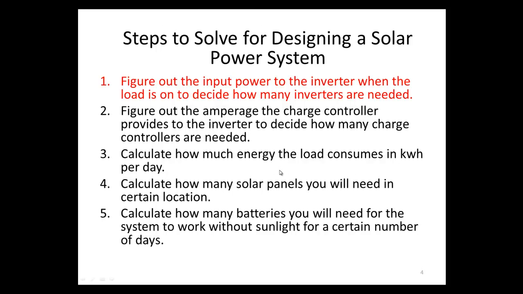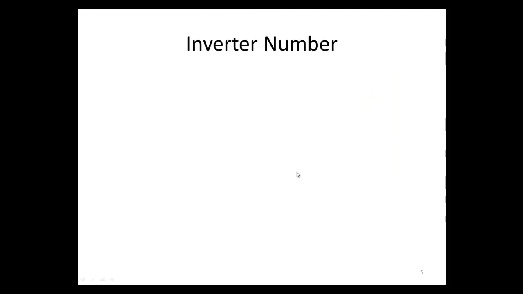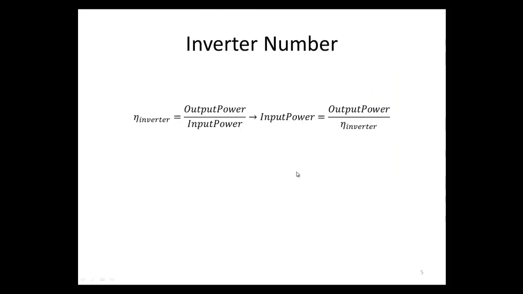The first step is we have to figure out the input power to the inverter when the load is on, to decide how many inverters are needed. So let's start by finding out the input power of the inverter. If we remember, the general efficiency equation is that the efficiency equals the output power over the input power. Since we know from the previous slides the output power of the inverter and the efficiency of the inverter, we solve for the unknown, which is input power. So input power equals output power divided by the efficiency of the inverter.